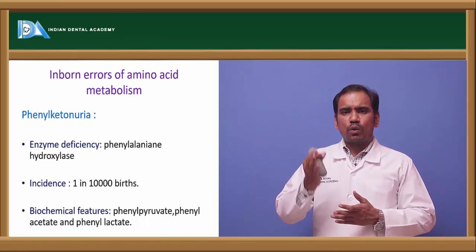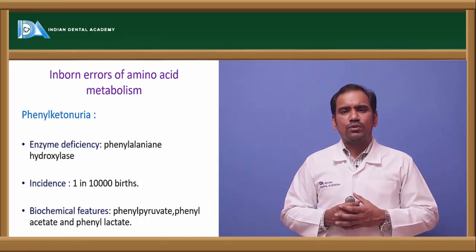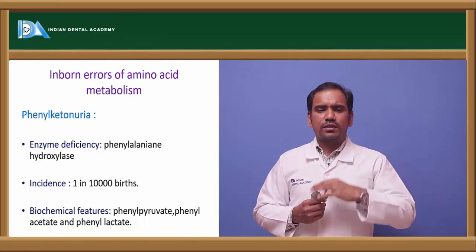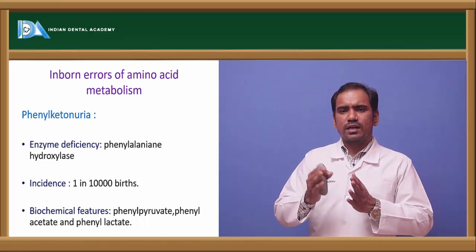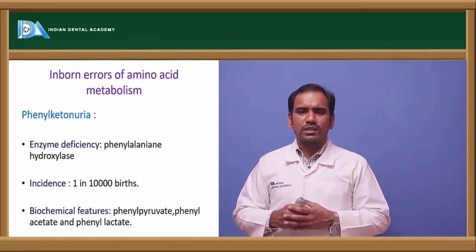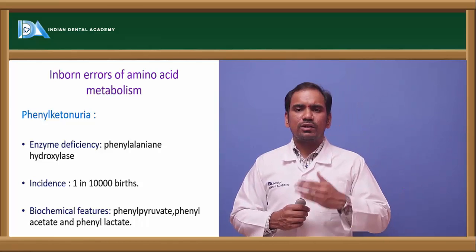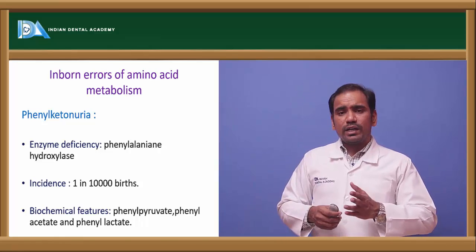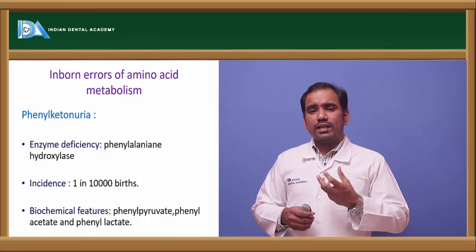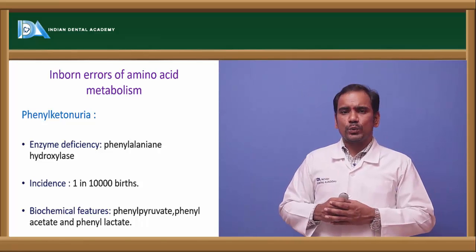Whenever there is a block in that reaction due to deficiency of this enzyme, phenylalanine hydroxylase, it leads to increased concentration of phenylalanine. That excess phenylalanine is converted into other compounds called phenylketones. It will be converted into phenyllactate, phenylpyruvate, and phenylacetate. Like that, it is converted into phenylketones.